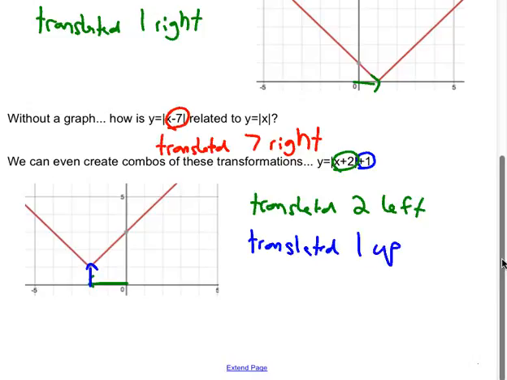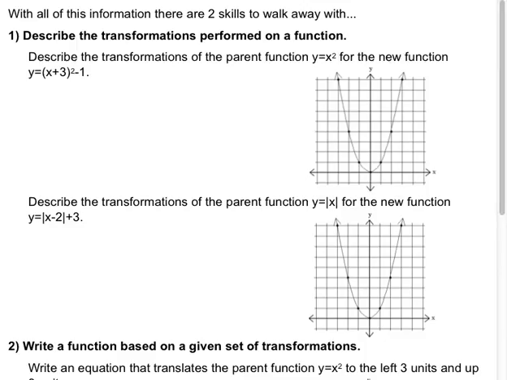Translated 1 up. So as we get good at these combinations, you can actually put things together. You can have multiple translations at one time. So why am I showing you all of this? Well, because there's two things that I want you good at, okay? The two things I want you good at are, can you describe transformations to me, and can you write functions based on transformations? Those are kind of the two biggies that I need you to walk away with.